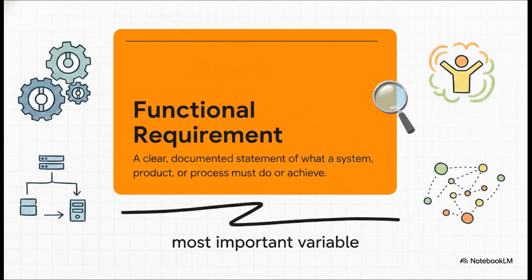Okay, to figure out where we're going, we first need to establish our baseline. A traditional functional requirement is typically defined as a clear, documented statement of what a system, product, or process must do or achieve. Now, really notice the language there. It focuses purely on the system's output, right? The system must do X.